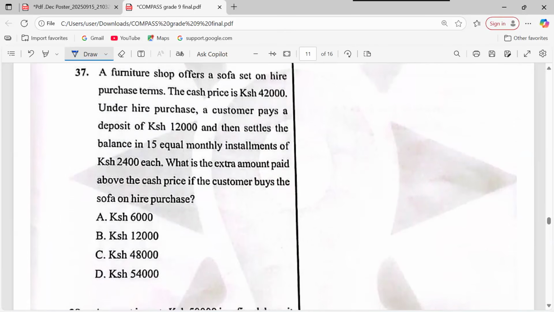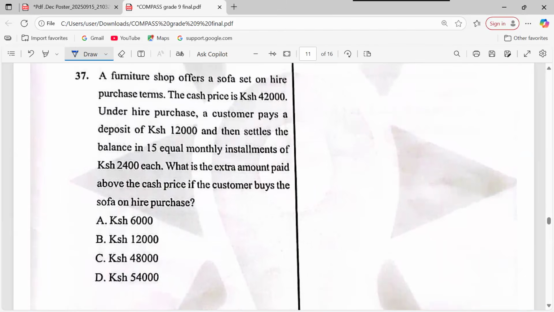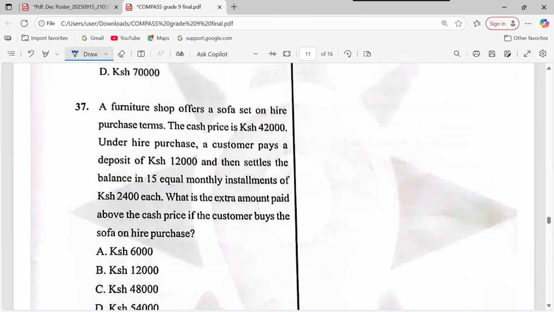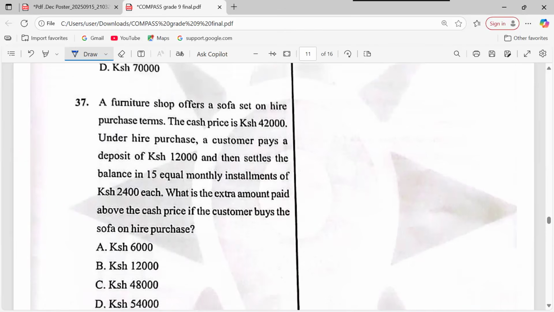Contracts are different. Now, a furniture shop offers a sofa set on hire purchase terms. The cash price is 42,000. Under hire purchase, a customer pays a deposit of 12,000 and then settles the balance in 15 equal monthly installments of 2400 Kenya shillings each. What is the extra amount paid above the cash price if the customer buys the sofa on hire purchase? In other words, what's the difference between the hire purchase terms and the cash price terms?